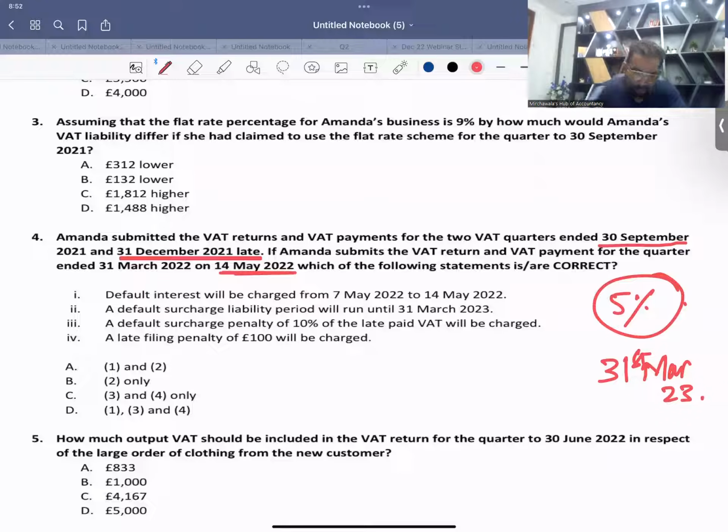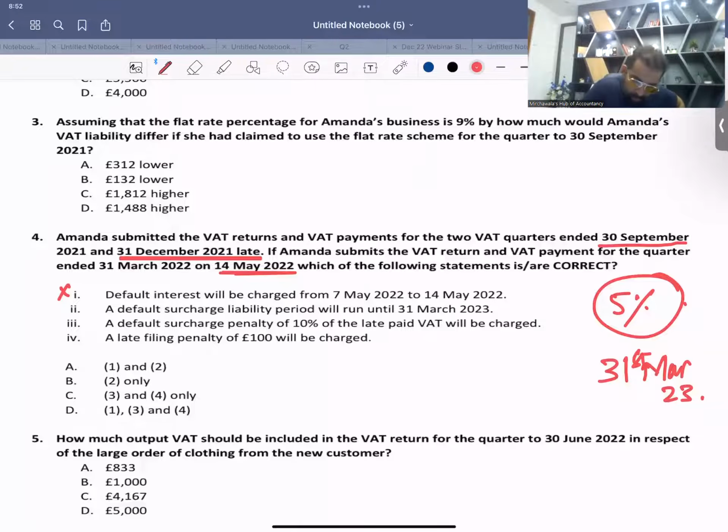Now read it. Number 1, which of the following is correct? Default interest? No. The default interest topic is applied on errors. Hope you remember there is a topic of material or immaterial error, with a limit of the higher of 10,000 and 1% of your sales. The default interest in VAT is related to errors, for example you made some errors and didn't disclose them. In this surcharge period topic, there is no interest.